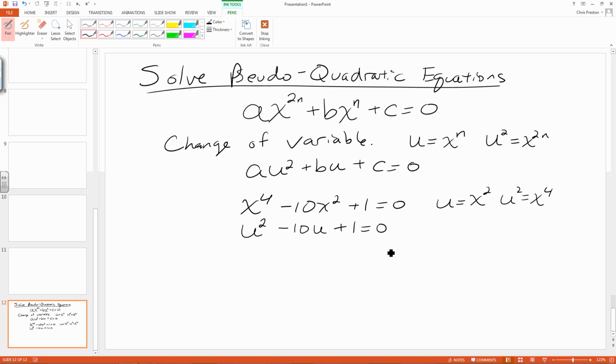And then I could solve that in whatever fashion I wanted to: quadratic formula, factoring, completing the square, what have you. And then I'd have to convert it back to x's. And we'll see how to do that. But let's just do a few more of these.